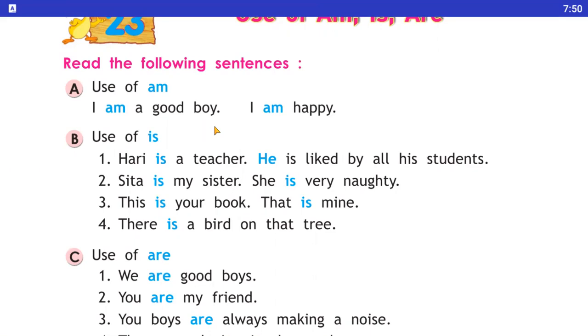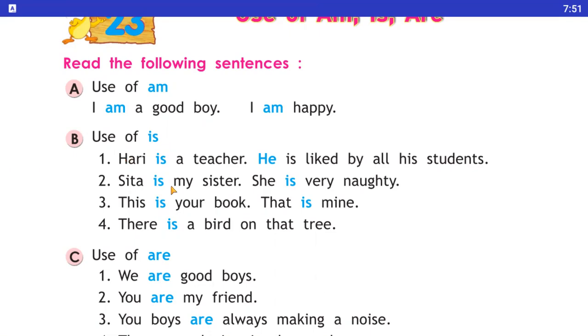I am happy. I am brave. Hai na? I am a teacher. Like this. Use of am. It means kya hoga? Hum hamesha am ko kiske saath use karte hain? I ke saath. Remember. Okay.